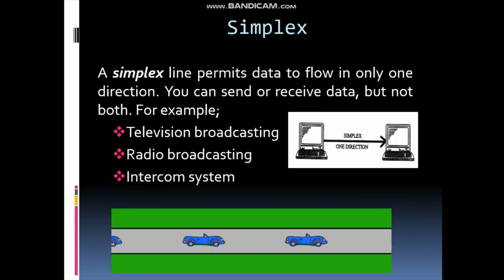The first data transmission mode that we'll be looking at is simplex. A simplex line permits data to flow in only one direction. You can send or receive data, but not both. For example, television broadcasting, radio broadcasting, and intercom. For a better way for you to understand what simplex is, think of a one-way road where cars only travel in one direction. It's the same thing with simplex. Data only travels in one direction.